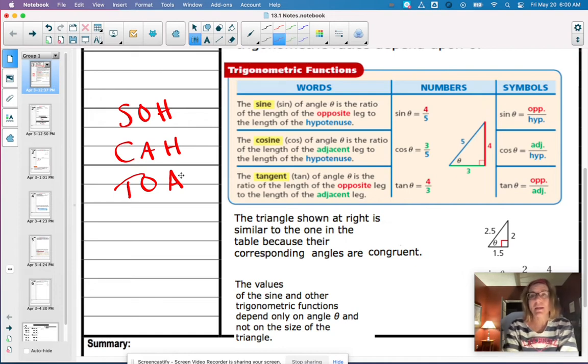I'm going to write that a lot because as we look at this, we can see that sine represents opposite over hypotenuse. It's the ratio of sides of a right triangle. Opposite O, hypotenuse H. Cosine, A is adjacent, H hypotenuse. Tangent, O is opposite, A is adjacent.